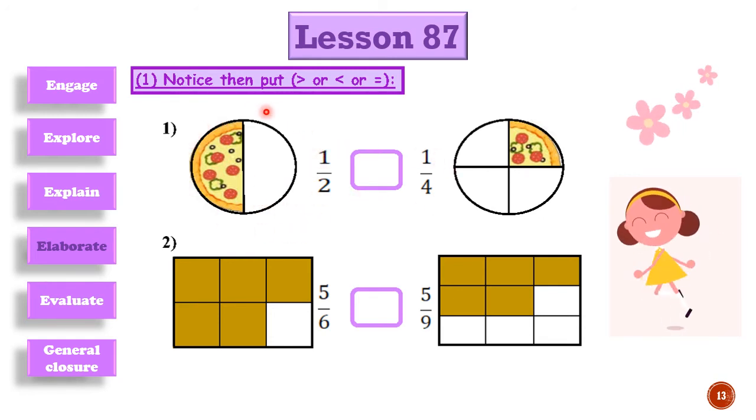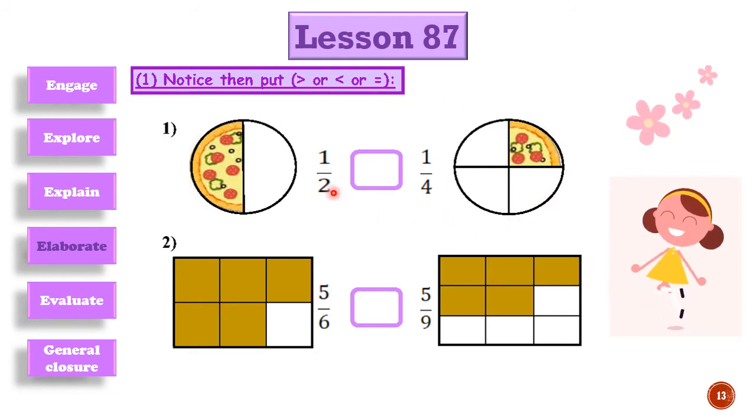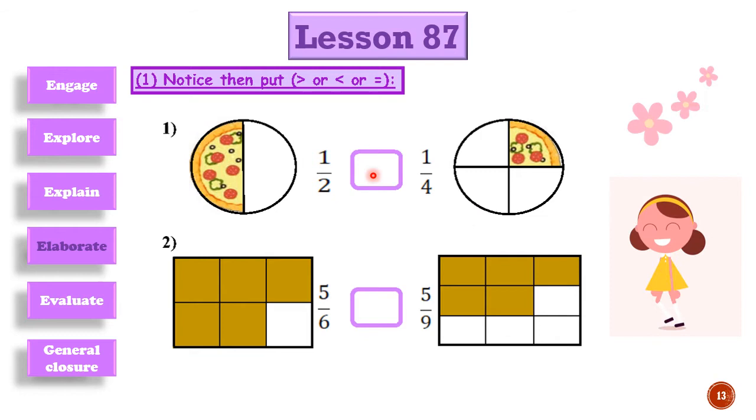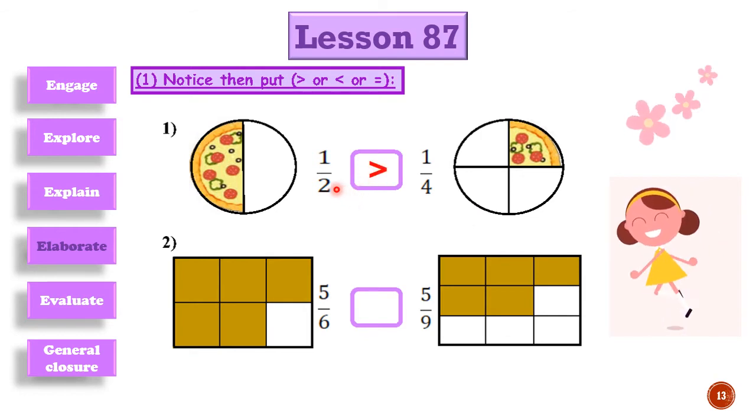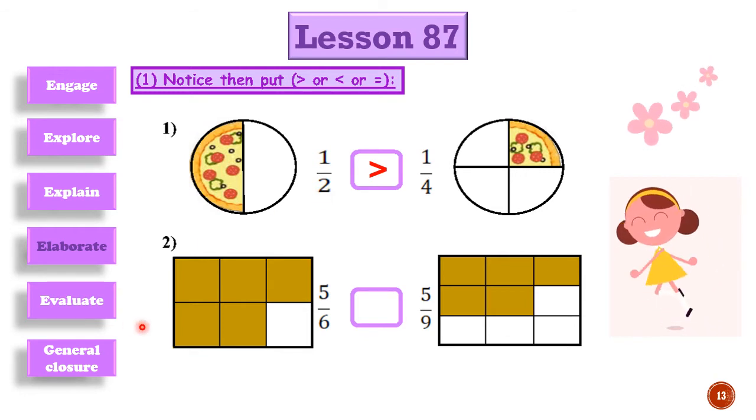Here we have half of a pizza and a fourth of this pizza. Which is bigger, half or fourth? Yes, half, because when the denominator gets smaller, the value of this fraction gets bigger. Okay, let's go to another one.